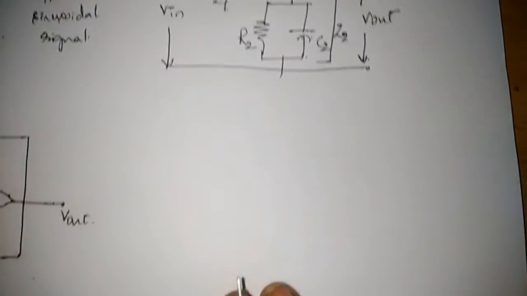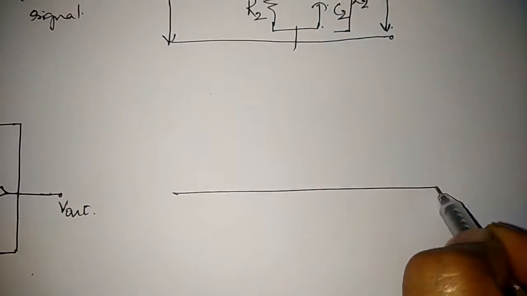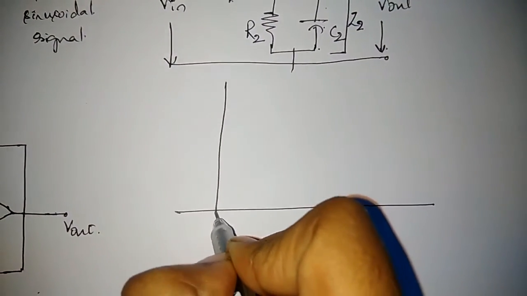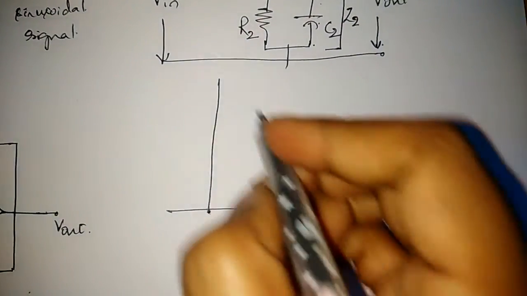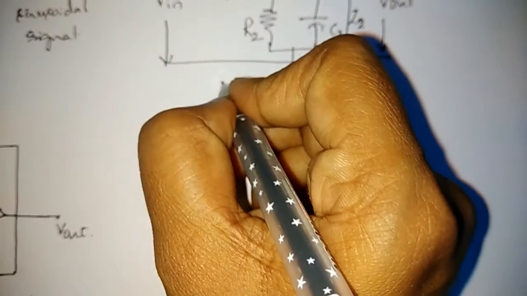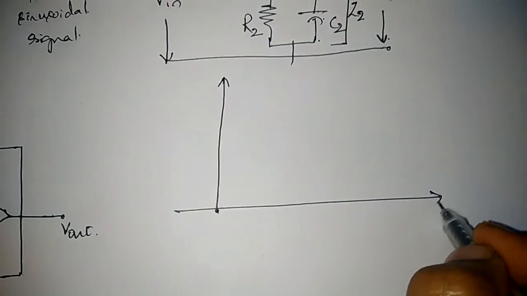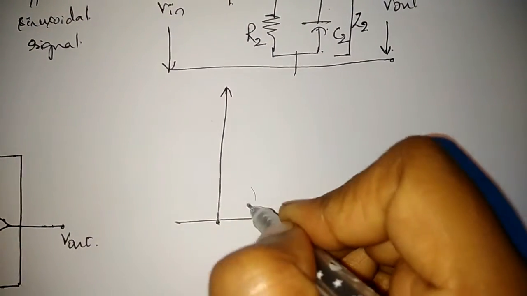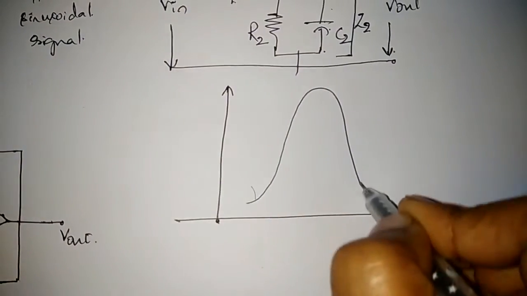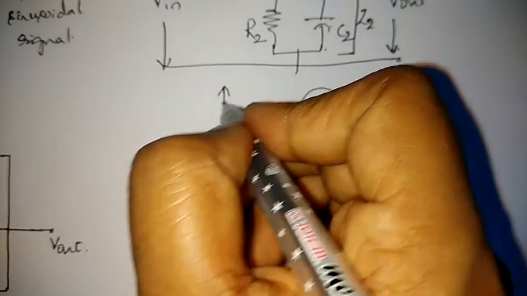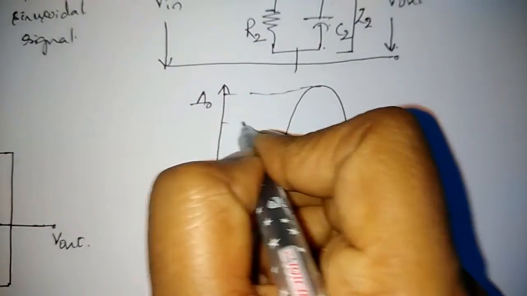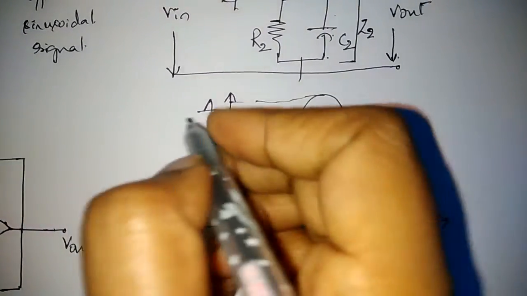How is the frequency response of a notch filter? For the lower frequencies it will act as a high pass filter, and for the higher frequencies it acts as a low pass filter. The combination of these two together will be acting as a notch filter. The frequency response will look like this. This is the gain A naught, and here you will be getting minus 3 dB.